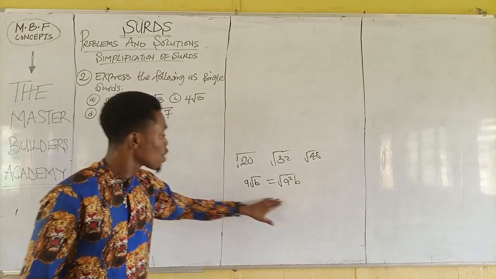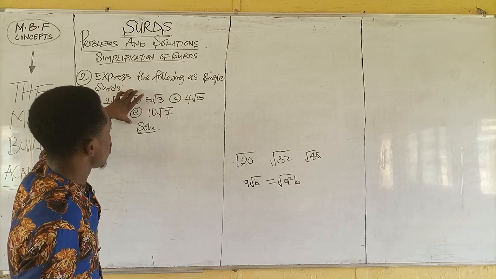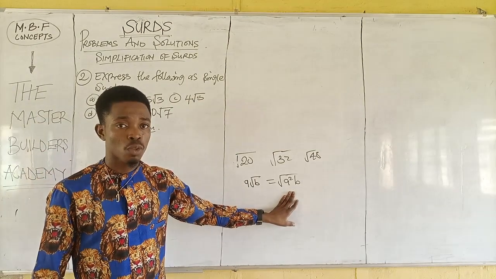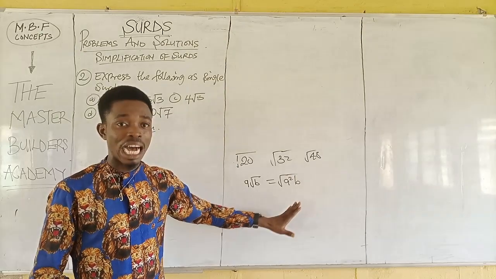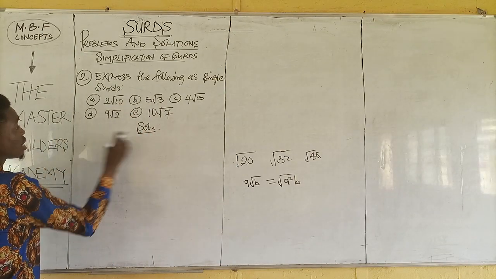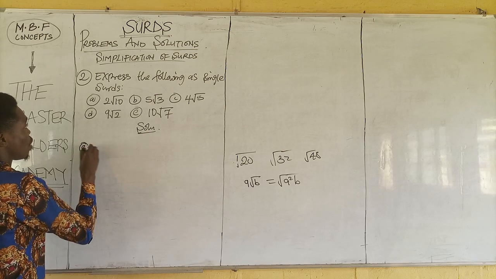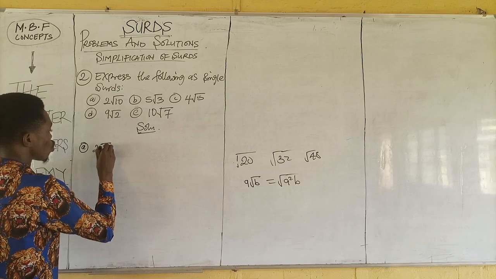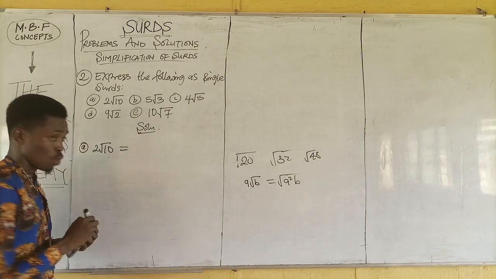Now, every problem we are going to be solving under this category, we are going to be using only this rule. That's all. How do we use this rule, guys? We start with number 1. With this as our solution, we have A. We are given 2 root 10 as our question.